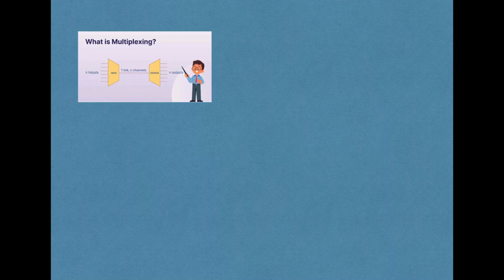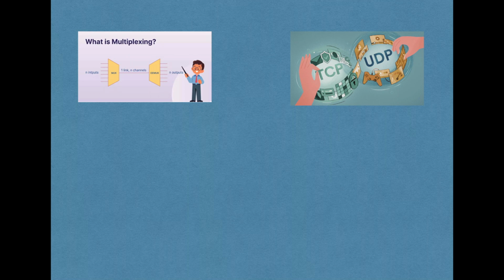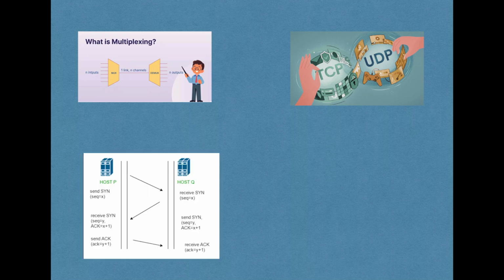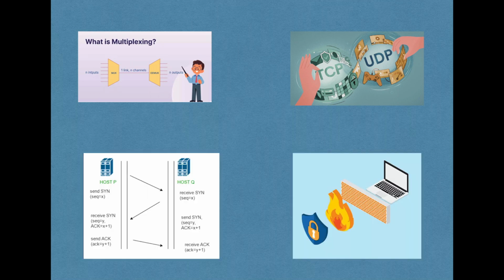That concludes our exploration of the transport layer's essential functions, including multiplexing, demultiplexing, TCP versus UDP, the three-way handshake, TCP flags, and the role of firewalls in network security.